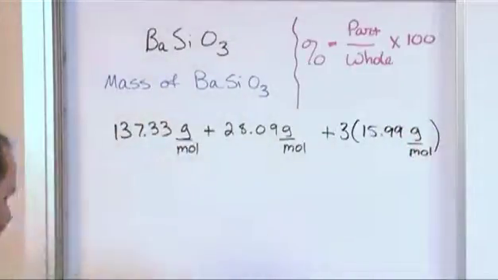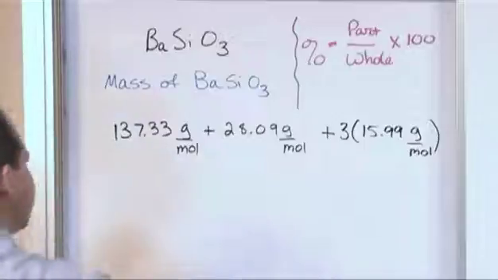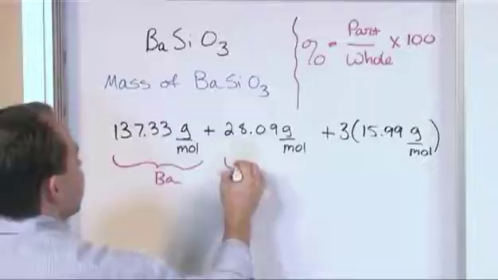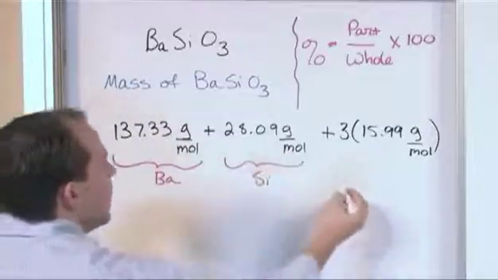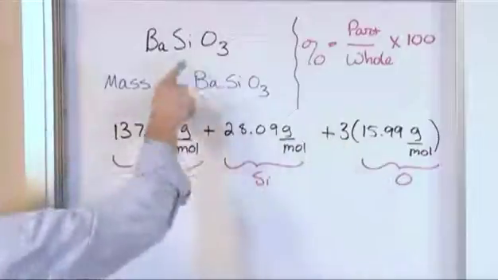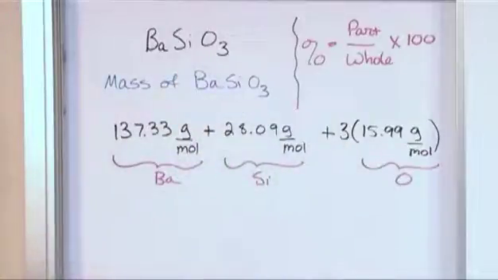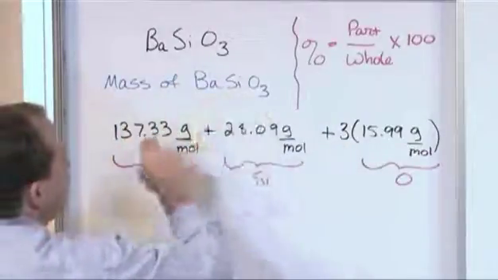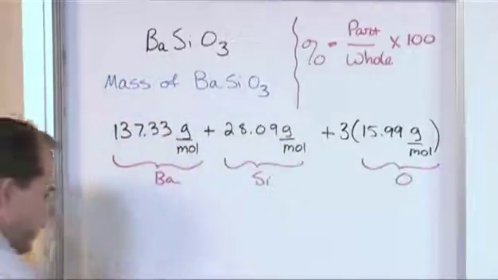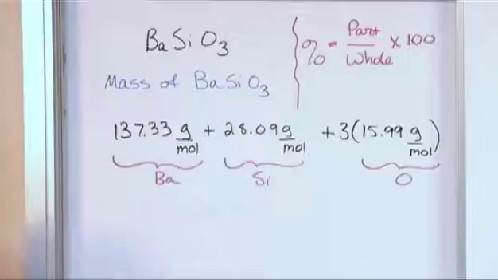Okay, so just to make it absolutely clear, this is the mass of that barium, this is the mass of that silicon, and this number in here is the mass of this oxygen. Now we multiply it by 3 just because we have 3 oxygens. So when you find the molar mass of something, you just need to use these subscripts and multiply by whatever you read off the periodic table. That's really the bottom line.